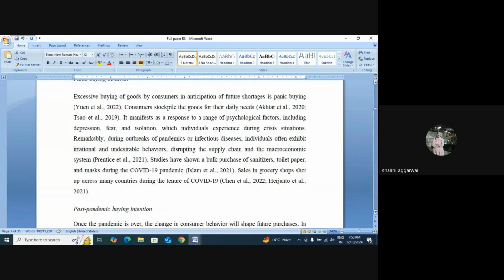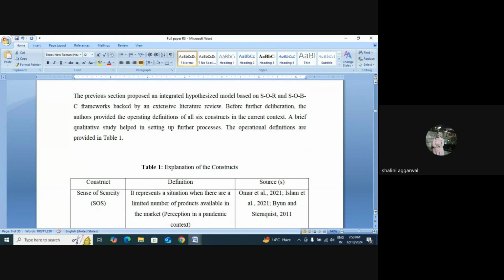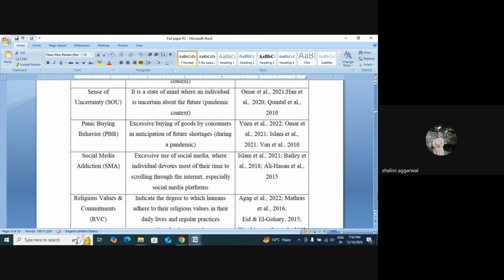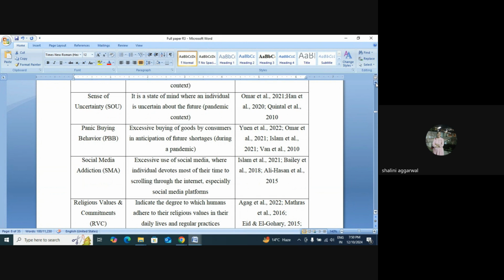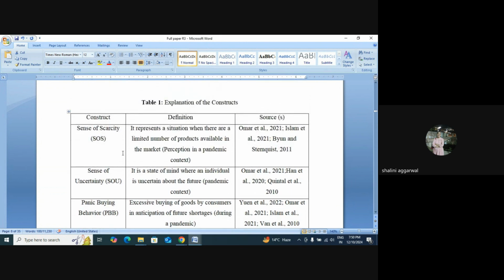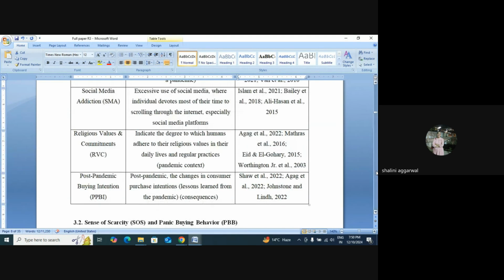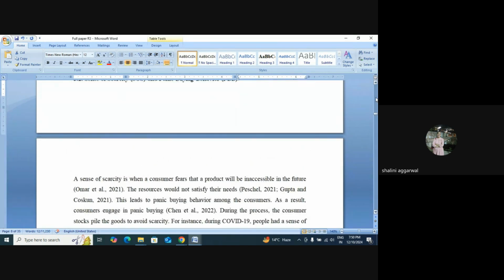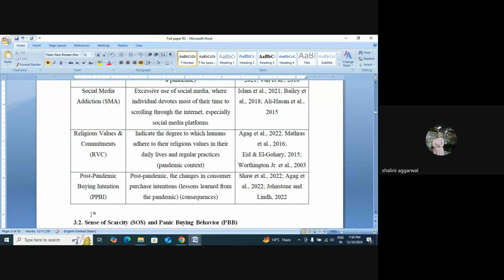Jitne bhi variables hain, I have defined these variables first. Right, and I have made one table as well. You can make this table. Sense of scarcity was my first variable, the definition of it, and the in-text citation. So who all has talked about this sense of scarcity? This is the in-text citation, and you'll find the references as well for these in-text citations. Right. So now, यहाँ से मेरा start हो गया hypothesis.